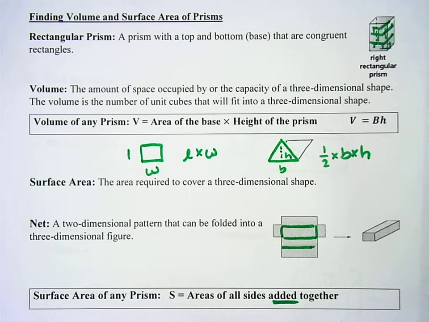Okay, so that's our difference. Volume is how much goes on the inside, how many blocks. So we find how many blocks on the bottom level times the height. The surface area is how much cardboard it would take to cover it. So I unfold it, and each of these sides we're going to add up separately. All right, let's go ahead and try one.